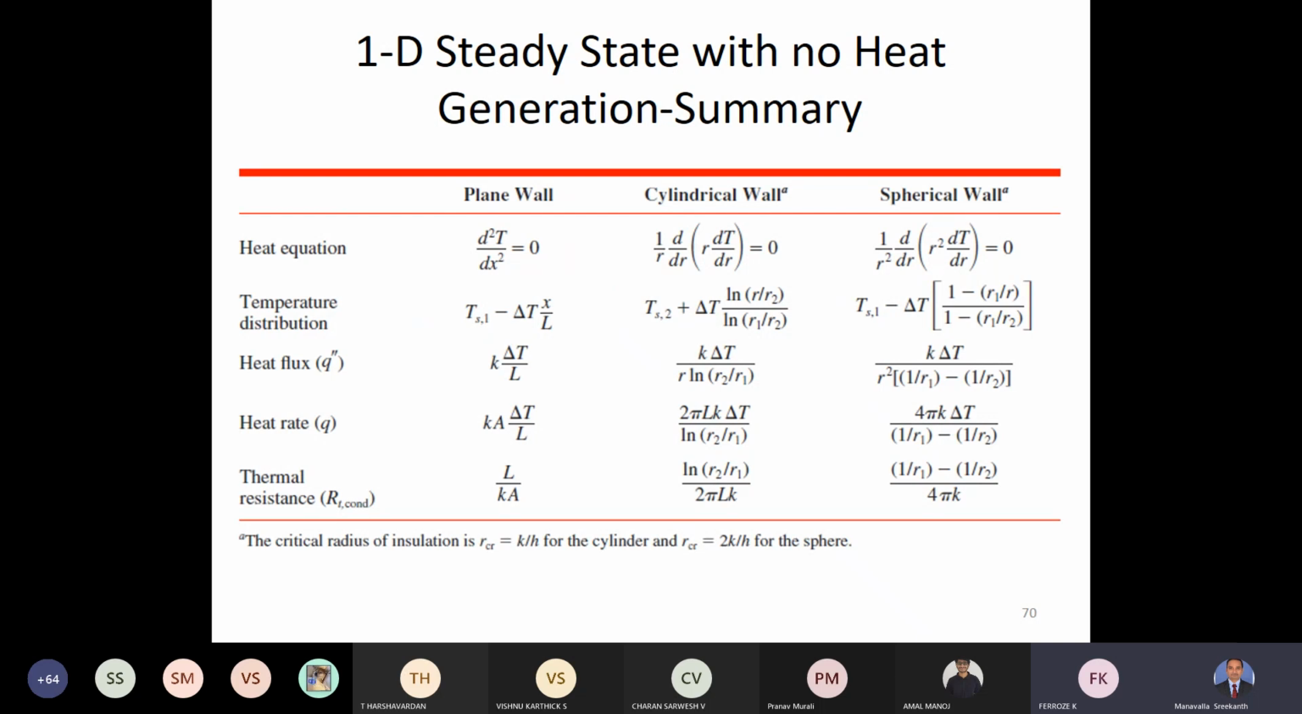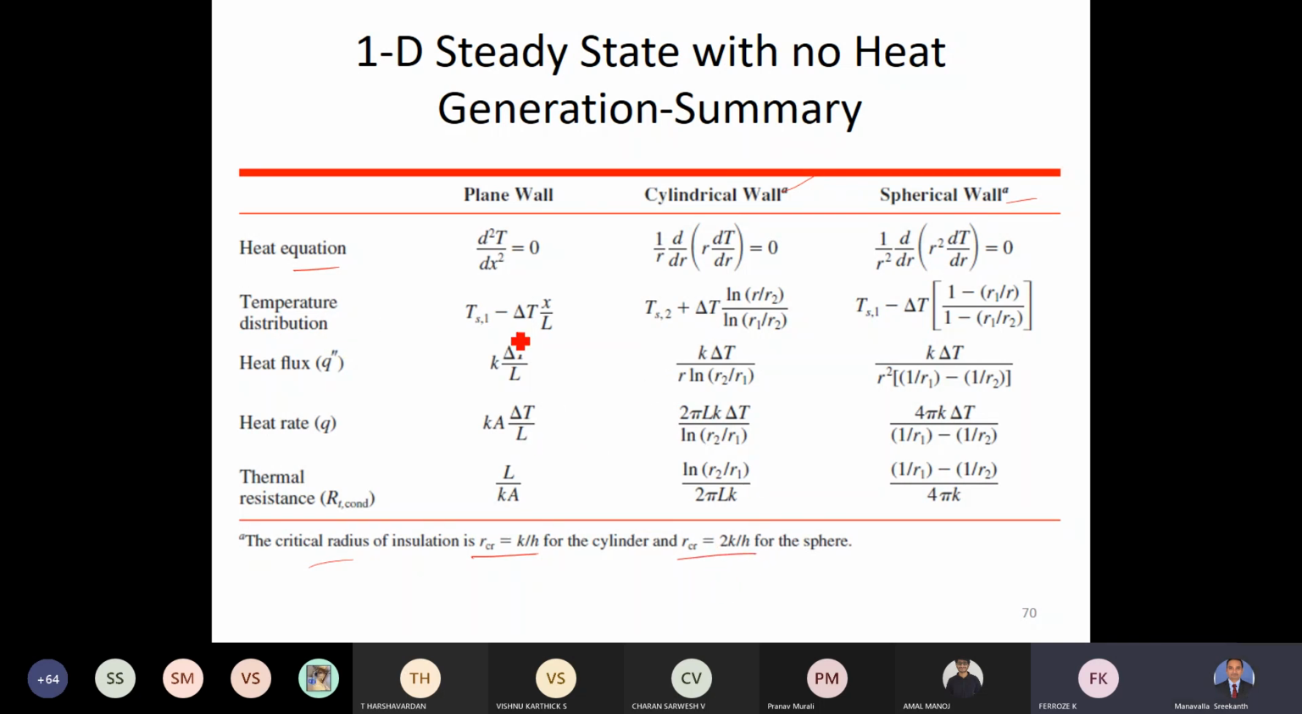All right. So here is a summary of some of the equations that we have seen here. What is given is the heat equation for a plane wall, cylindrical wall, and a spherical wall. And for a cylindrical wall and a spherical wall, the critical insulation thickness is given. Critical insulation for a cylindrical wall is k by h, and for a spherical wall is 2k by h. This you will find in the data book also.